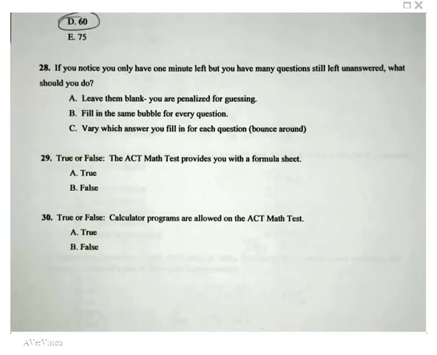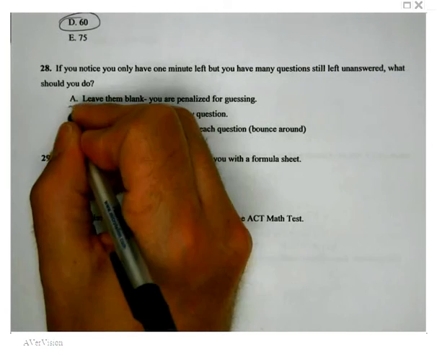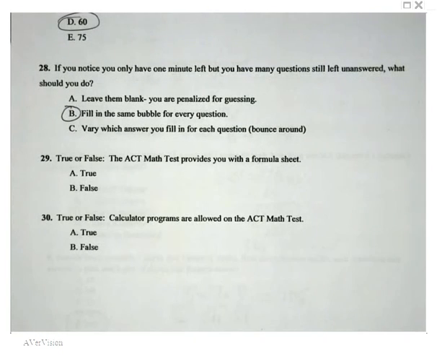Some strategy questions. If you notice you only have 1 minute left but have many questions left and answers, what should you do? Better all be getting this right. Right, pick your favorite column. If you do A or C, ooh. Need to get hold of you later.